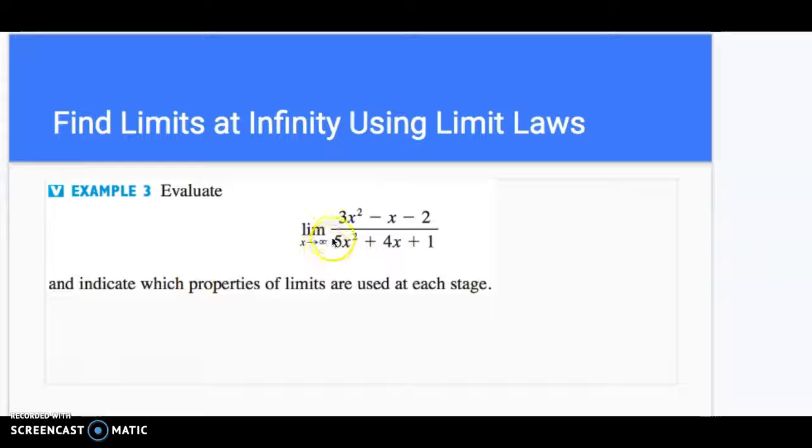If we were to plug infinity in here in example 3, we're going to end up getting infinity divided by infinity, which is not a defined answer. We don't know what infinity divided by infinity is. So what we have to do is create fractions out of each term so that we can take some limits to 0, and whatever is left over will give us the final answer. So write this down and let's do it together.